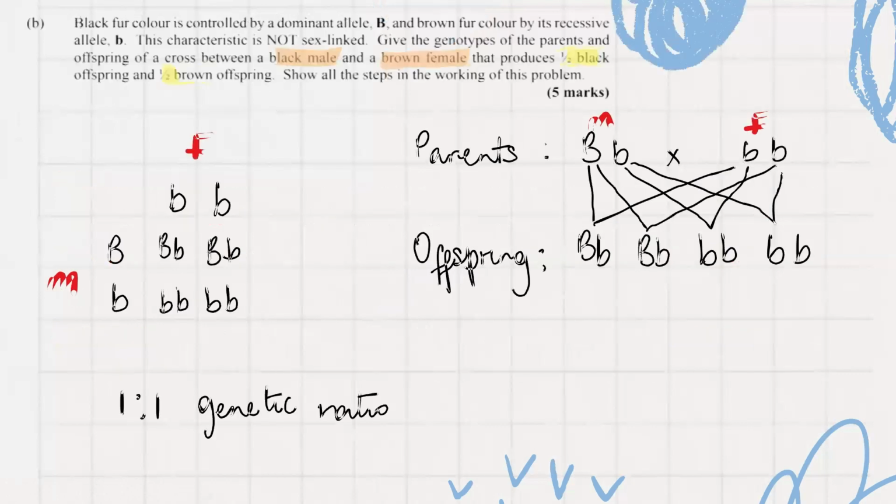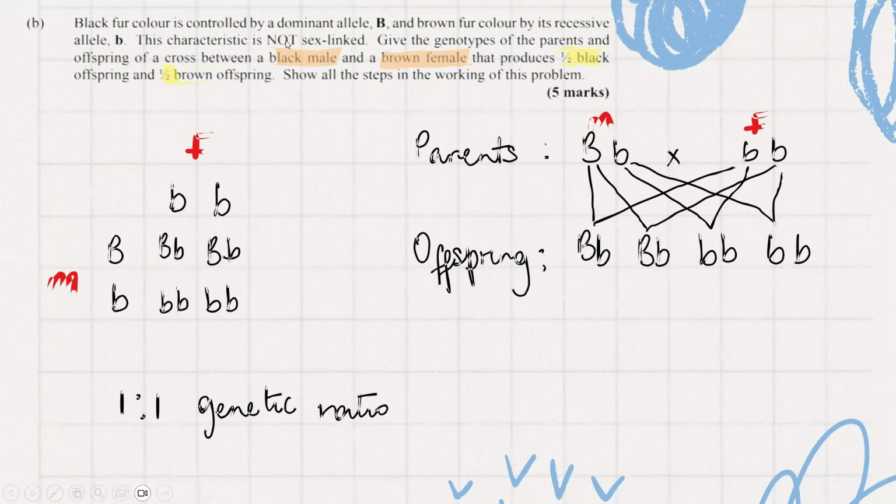Very easy. The next one, we have the little quote-unquote genetic maths to do here, and we're going to be using the Punnett square. If you don't like using the Punnett square and you want to use the connecting lines, you can also do that. Both of them are easy to use, it's just based on your preference. So we have black fur color controlled by the dominant allele, which we give capital B, and brown fur color is a recessive allele, which is small b. Now, this characteristic is not sex-linked.